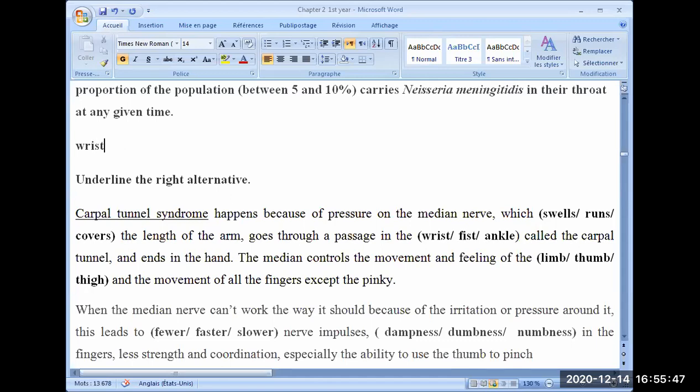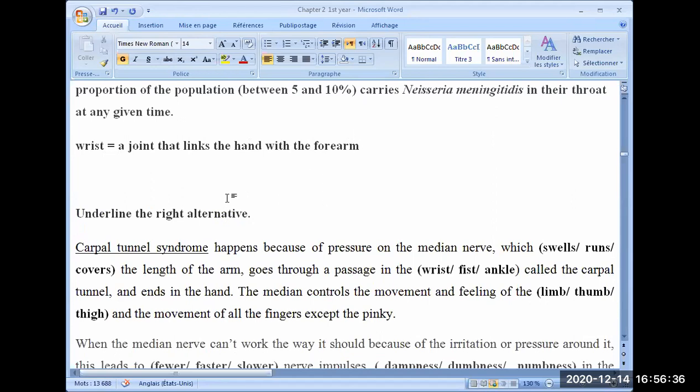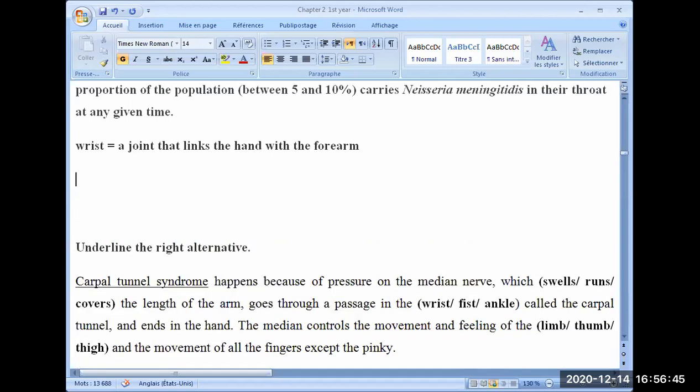Remember the word wrist, which is the joint. The wrist is the joint that links or joins what to what? The forearm to the hand. The hand with the forearm. So this is the wrist, and you know that the wrist is made up of how many bones? 8. Yeah. We call them 8 carpals.